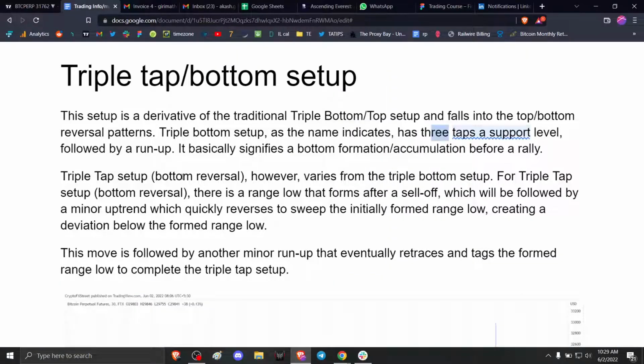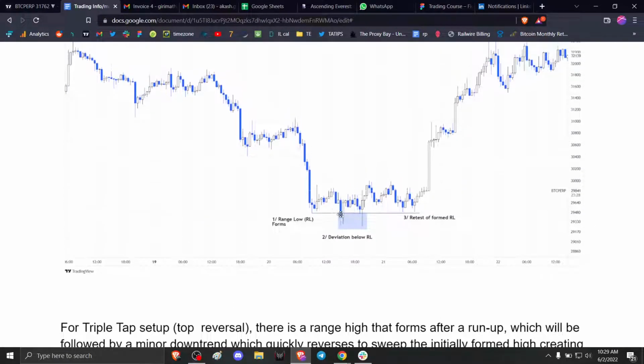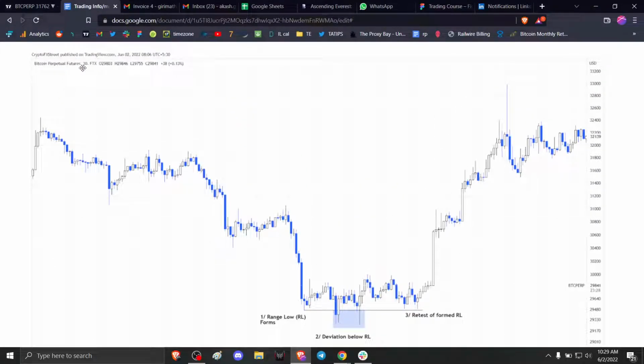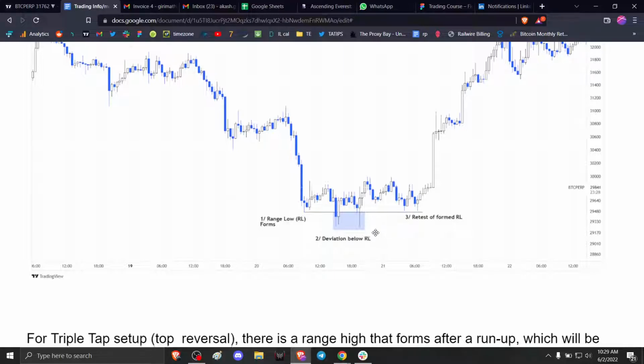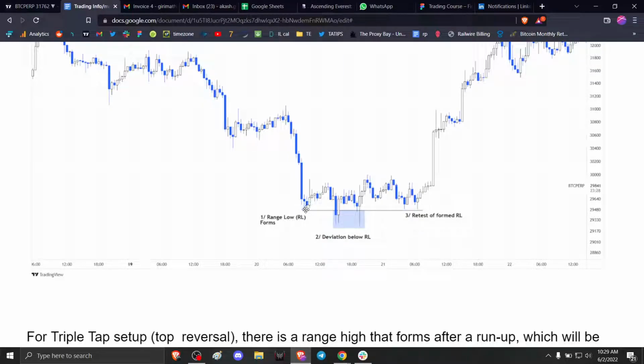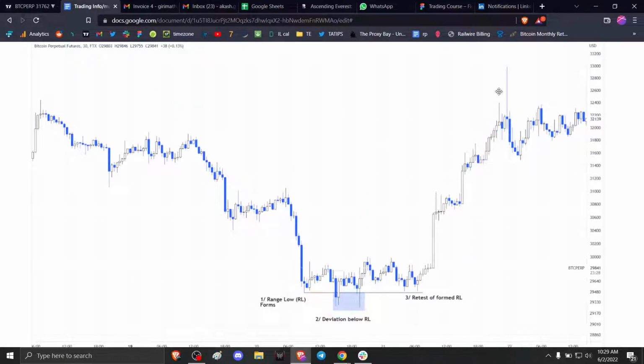So let me go over what I've marked here. I'll show you an example. This was formed on Bitcoin's 30-minute time frame in March, if I remember correctly. You have a range low that was formed, a deviation below the range low, and then a retest of the range low, followed by a massive run up.